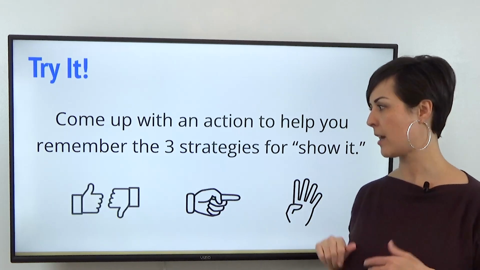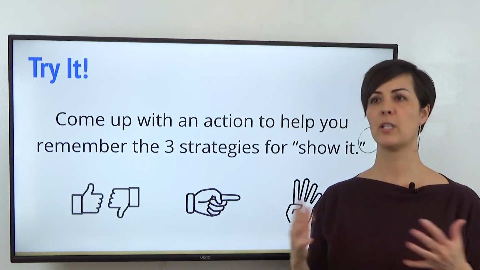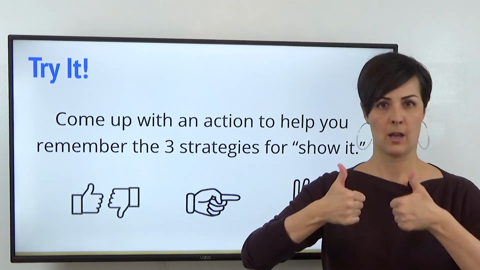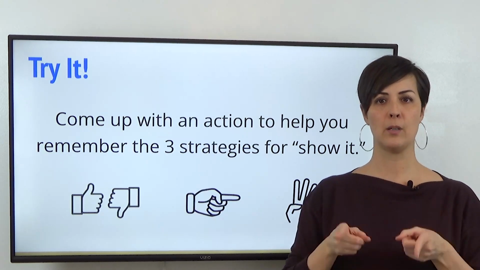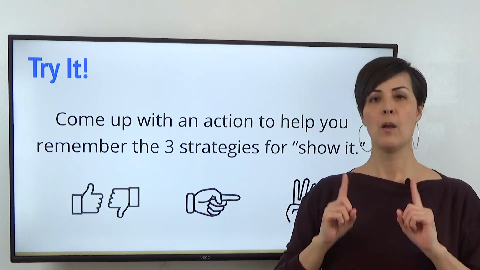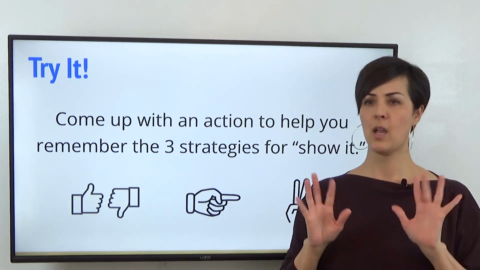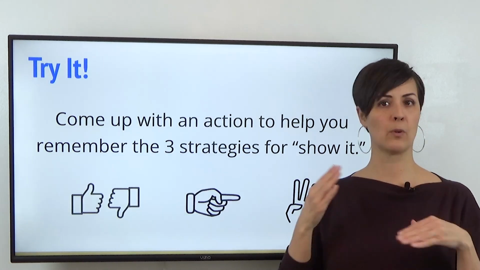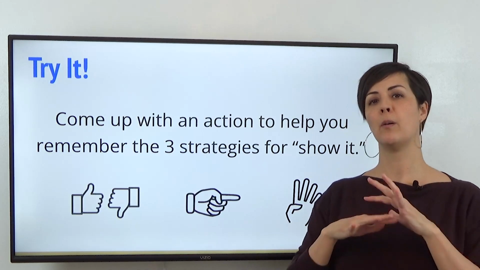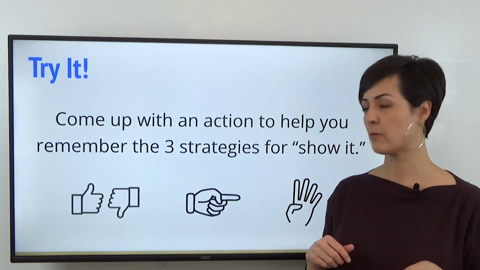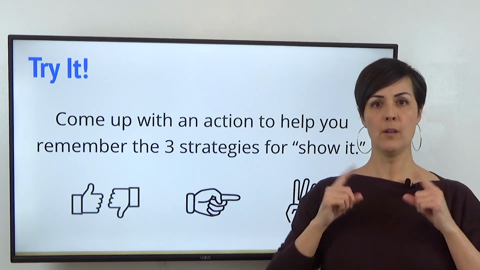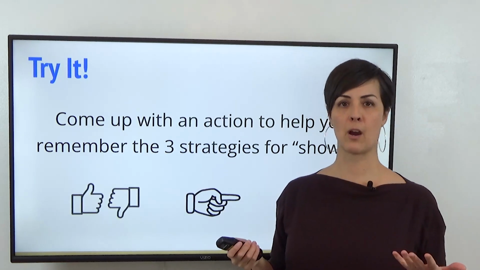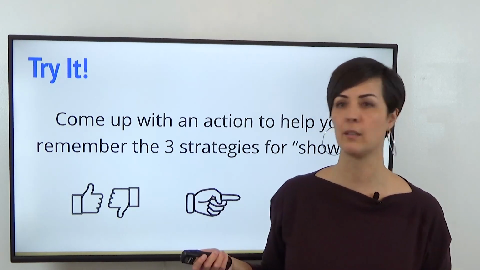To help me remember these strategies, I say the 3 strategies for show it are thumbs up, down, right? And I'm showing up or down, thumbs up, down. Point to, using both pointer fingers to point out, point to, and use fingers, and just wiggling all 10 fingers to remind me. That could be for quantity, or it could be to make some sort of action with my fingers. So I'll do it one more time in real time. The 3 strategies for show it are thumbs up, down, point to, use fingers. And that's honestly how I remember what the 3 strategies are for show it, is by actually showing it.